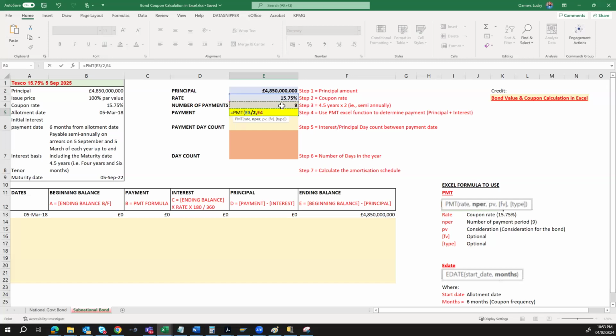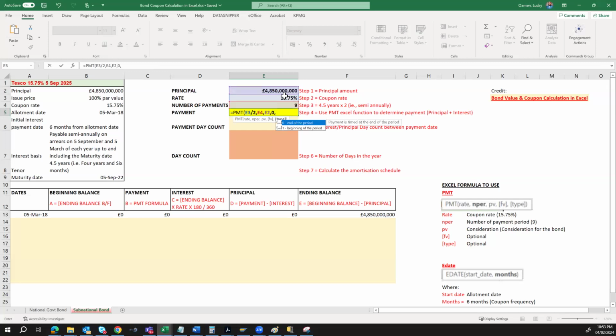Select that in here, comma, then the present value, which is also the consideration, how much was paid by the bondholder. And we're told on the bond details that this bond was issued at par, which means that the amount that they paid was equal to the principal amount. All right, so select the principal amount, which is 4.85, right? Then comma. The future value, like I said, is optional, so I'll put in 0, comma.